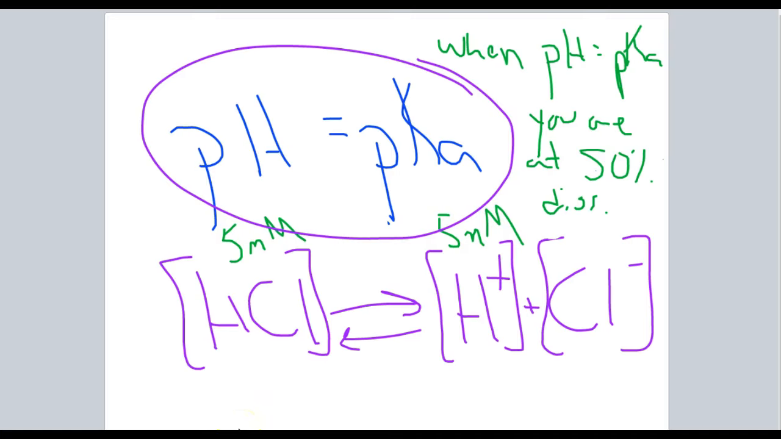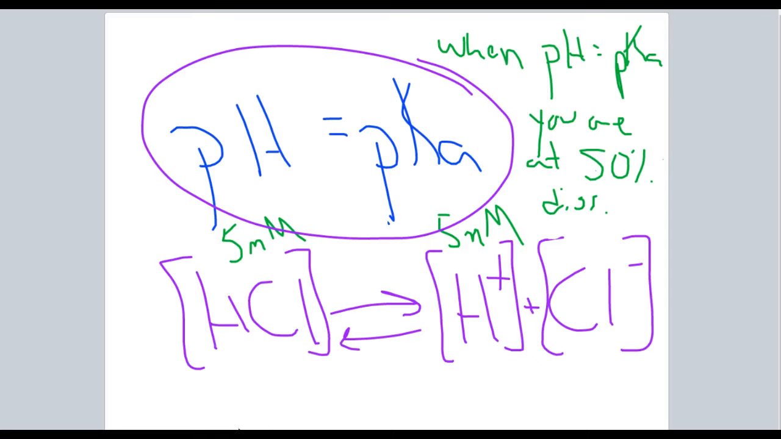Now, hydrochloric acid is such a strong acid that it has a pKa of -7, which means if you had a solution that was at a pH of -7, which is not possible, you'd still achieve 50% dissociation. That's the fancy biochemical way of saying that hydrochloric acid will dissociate into free proton all the time. It's that strong of an acid.